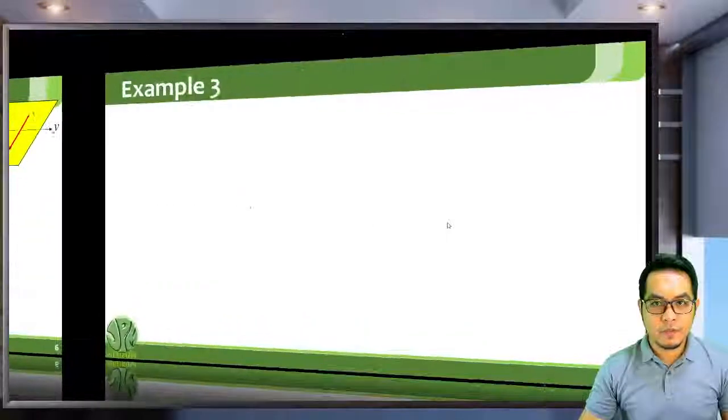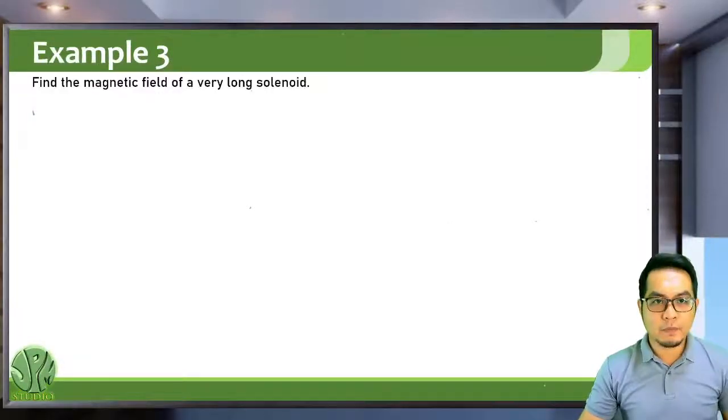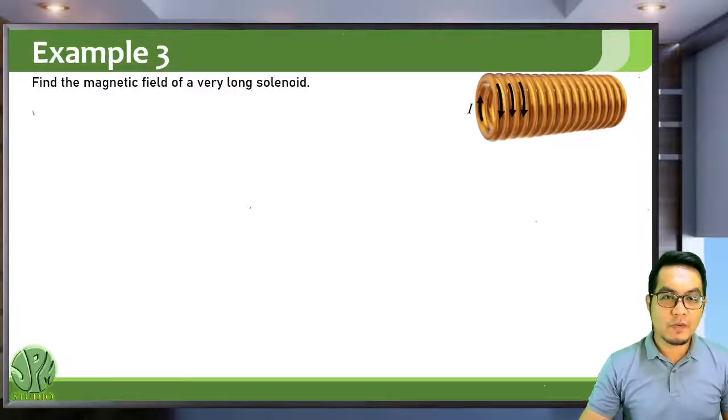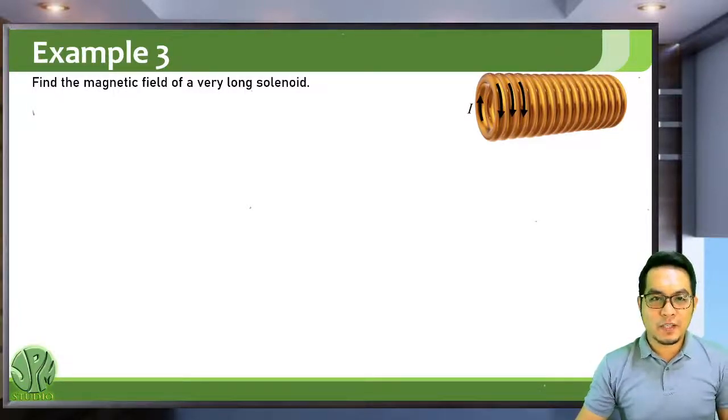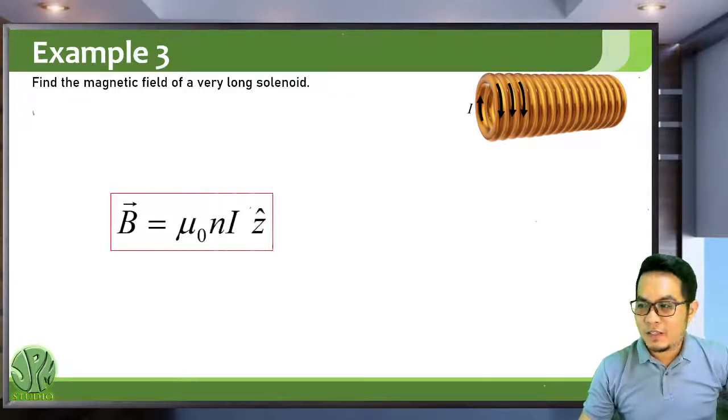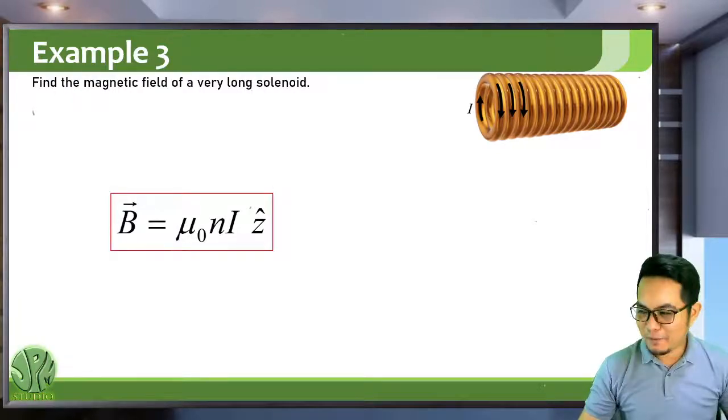Okay, so for our next example, this is the field of a solenoid inside. So we'll just try to find the magnetic field of a very long solenoid. So actually, you have done this in your... where did I reveal the answer?